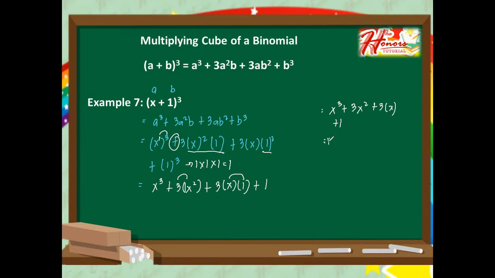So copy x cubed plus 3x squared. 3 times x is 3x. So plus 3x plus 1. So that's the answer for multiplying the cube of a binomial.